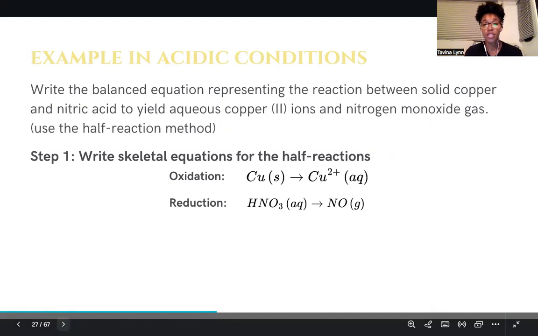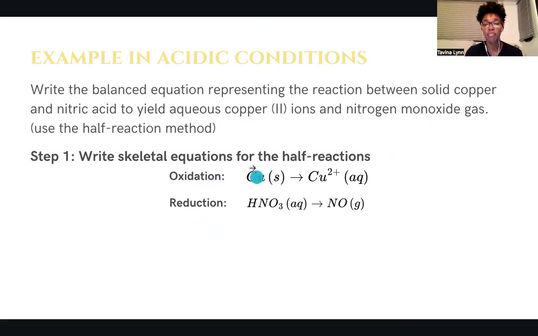Our first step is to write the two half reactions, right? So we know that copper is being oxidized because we go from copper with an overall charge of 0 to 2 plus. So it's losing 2 electrons. And then our reduction is nitric acid. So it's actually our nitrogen that is being reduced, right? So pause this video, right, and determine what the oxidation state of nitrogen is here versus in our product. And you should see that it's being reduced.